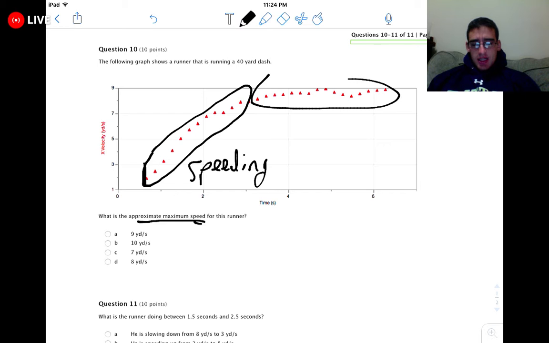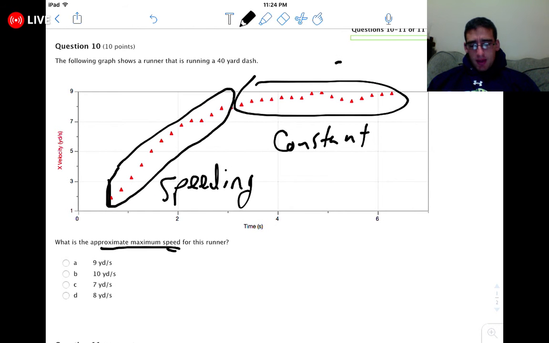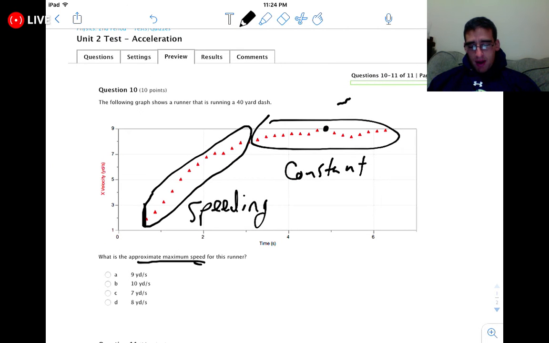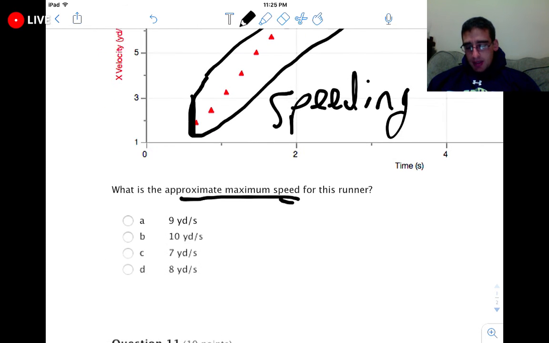Now this section here, we see that it's pretty constant. But if we zoom in close, we can pick out a point that's higher than the others. I think this point right here is the fastest that it went. So that's the highest velocity anywhere on the graph. If we trace it over, we see that velocity is about 9. So that highest point is about 9 yards per second.